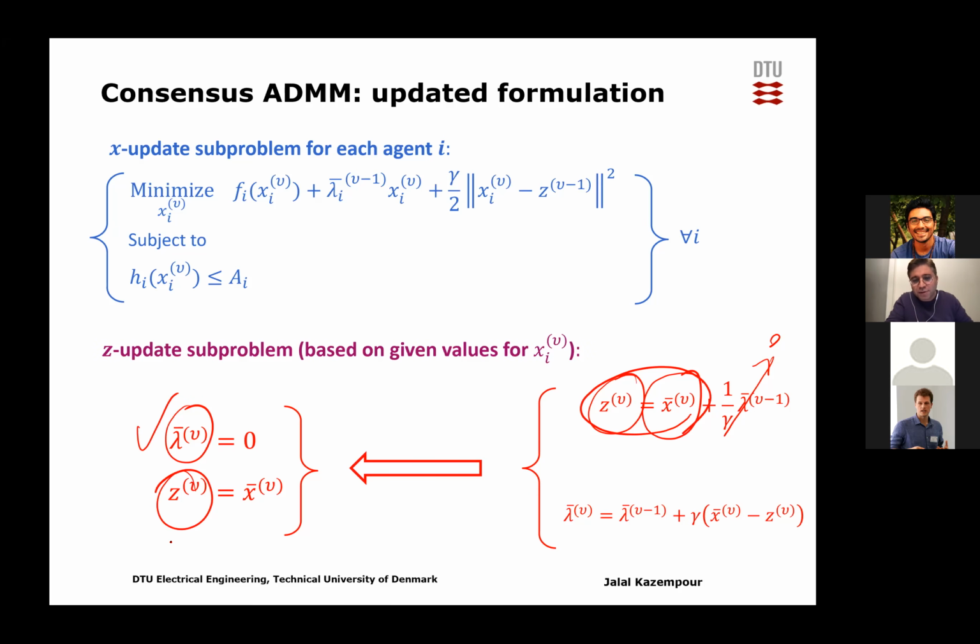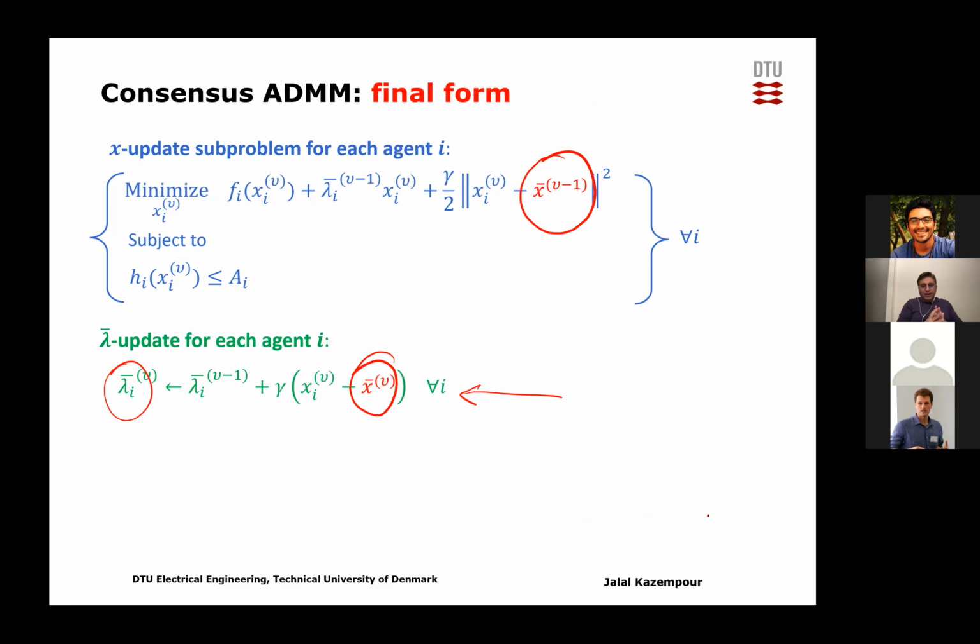Now we found the optimal value of z as a function of the average x. So mathematically, we end up with this problem. There is no z update anymore. We just need to update lambda for each I, and this is our objective function.